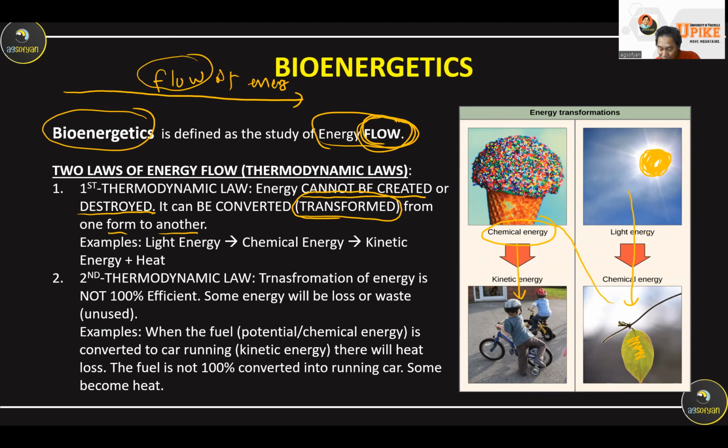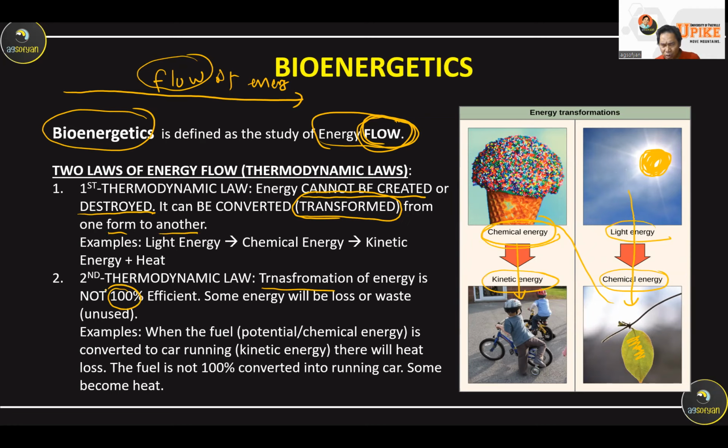As I mentioned before, from the light energy, it can be transformed into chemical energy. And then from the chemical energy, it can be transformed into kinetic energy. So the energy can be transformed, but it cannot be created or destroyed. The energy is always there. It's always flowing in one direction. And then the second thermodynamic law says that the transformation of this energy, okay, the law number one, will never be 100% efficient.